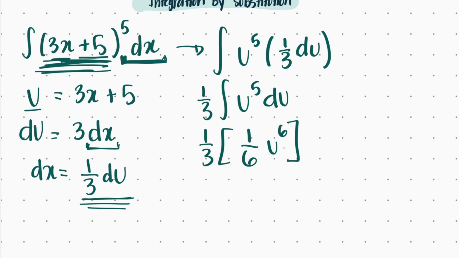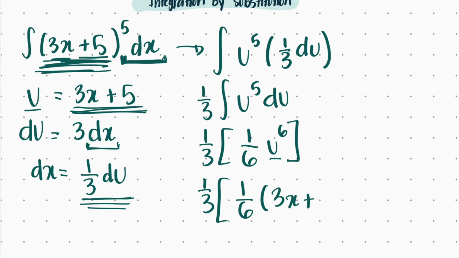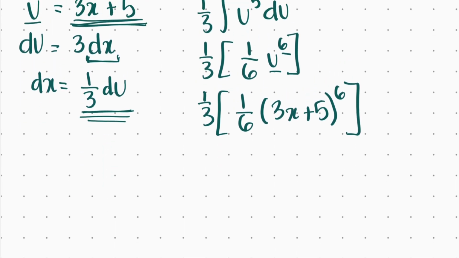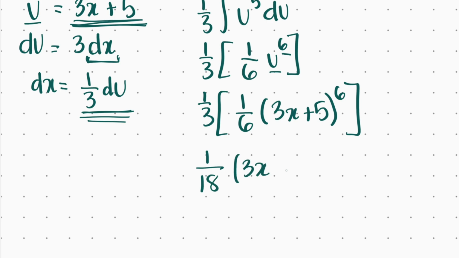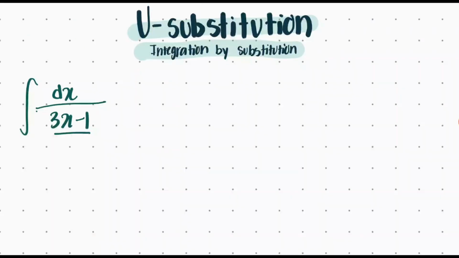We can't leave our answer in terms of u, obviously. So we're going to replace u with 3x plus 5. We're going to do 1/3 times 1/6 and replace u with what we had previously, 3x plus 5, to the power of 6. And then let's just expand this. So we get 1/18 times 3x plus 5 to the power of 6, plus our constant c, which we don't know, so we're just going to leave it as c. And that is our answer.